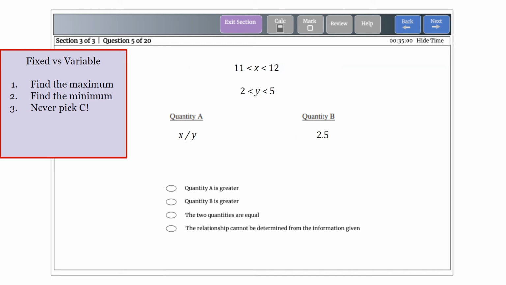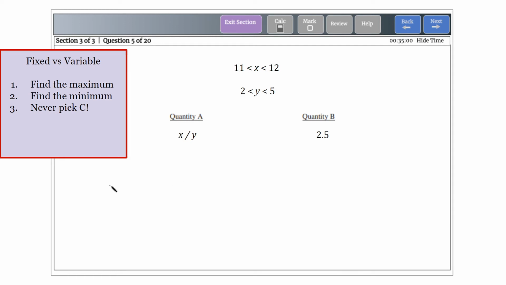Let's take a look at another variable value versus fixed value and go ahead and try to solve this one. So with questions like this, I find that people have a tendency to just pick the central value and solve. So here you might pick 11.5 for x and then choose like 3 or 4 for y. And there's nothing wrong with that. It'll give you a relationship to begin with, but you still are going to have to think, well, how large and how small can quantity A be? So let's try to jump straight to it.